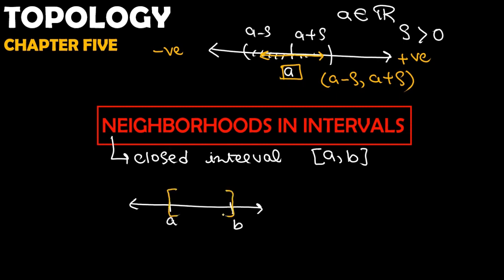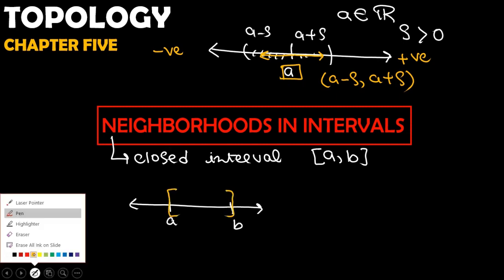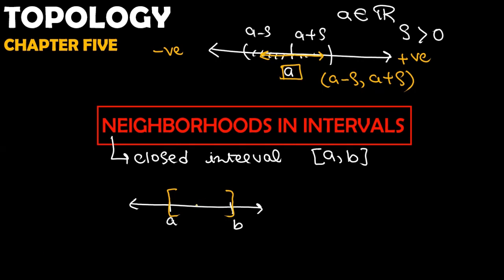This is our closed interval. If I have a point in between them, let's say x, which belongs to the interval, then I can find a neighborhood of x. How can I find the neighborhood of x? Because x plus delta and x minus delta belong to our interval. That is why this closed interval [a, b] is a neighborhood of point x.